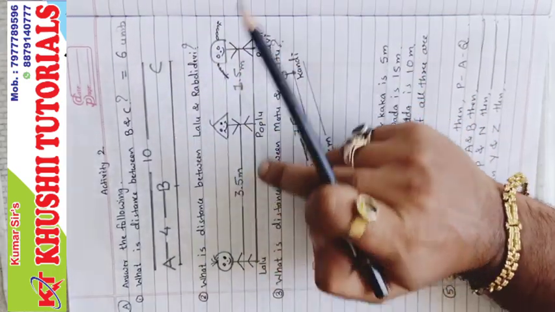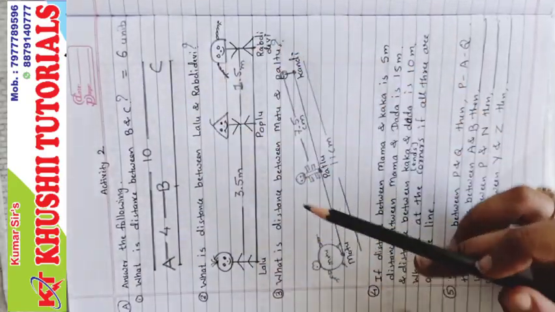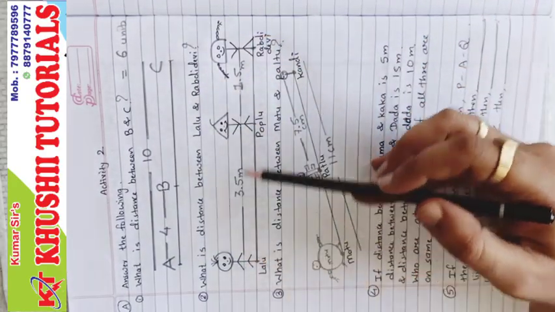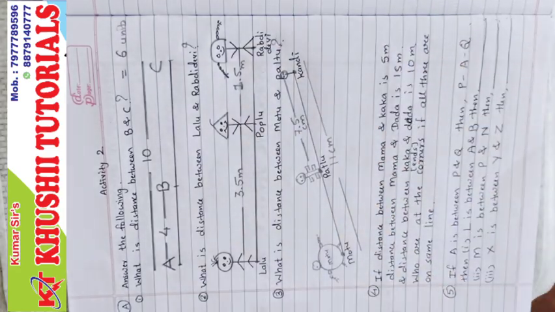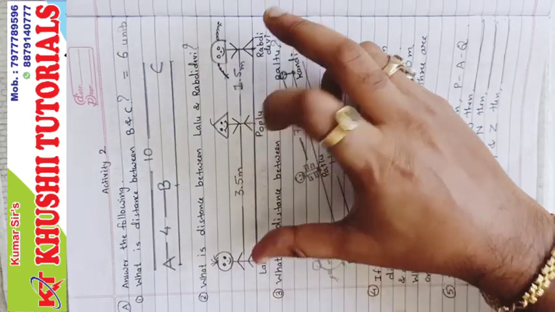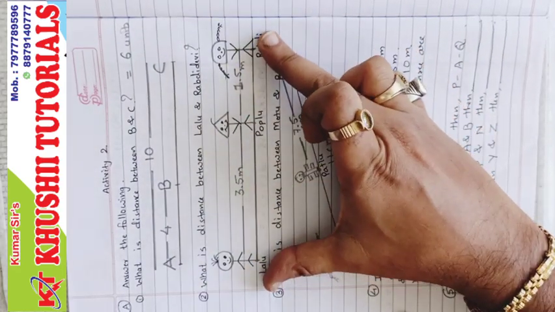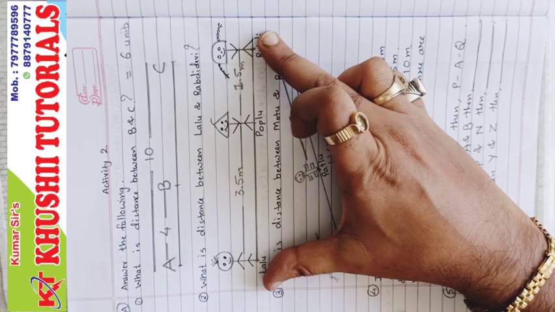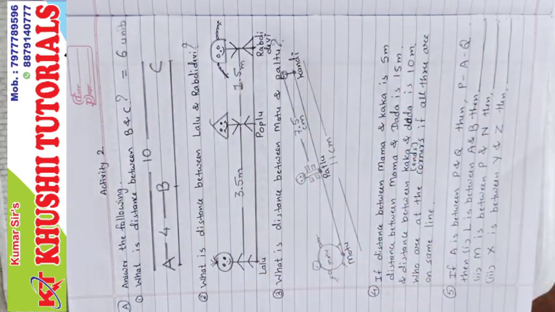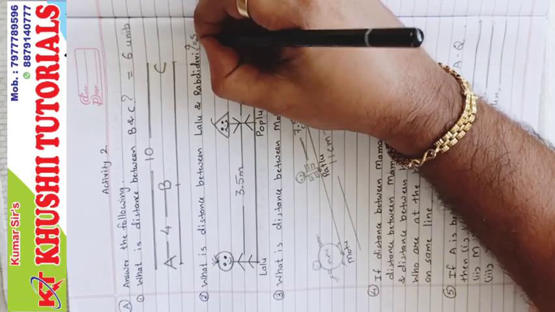As three of them are collinear, collinear means they lie on the same line, so this is 3.5, this is 1.5, so total will be definitely 3.5 plus 1.5, which is 5. So answer is 5 meter.